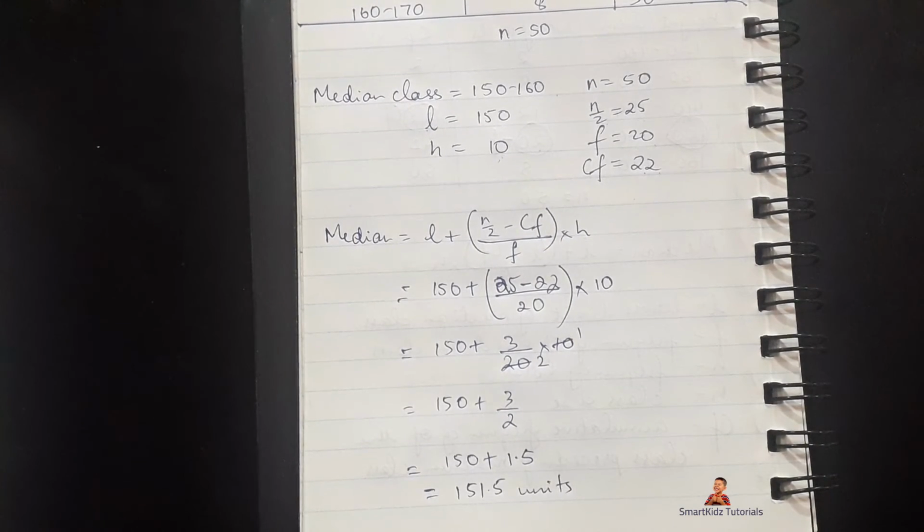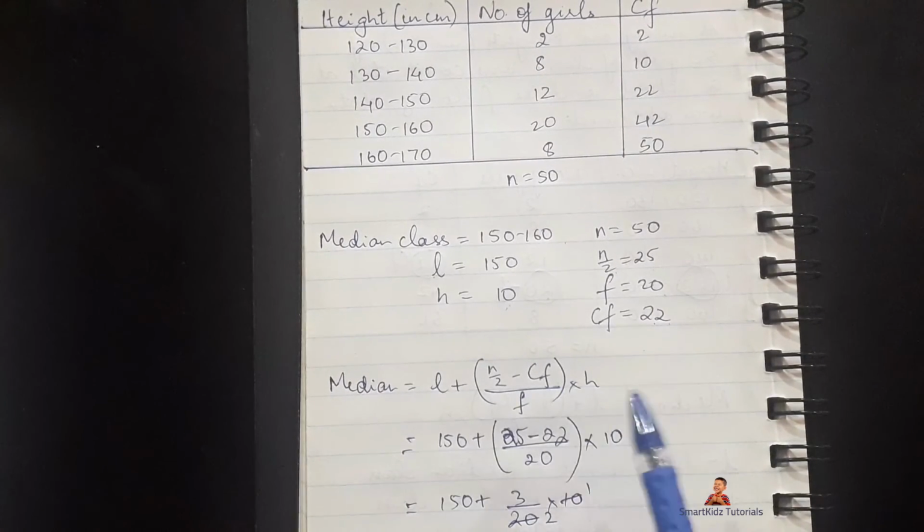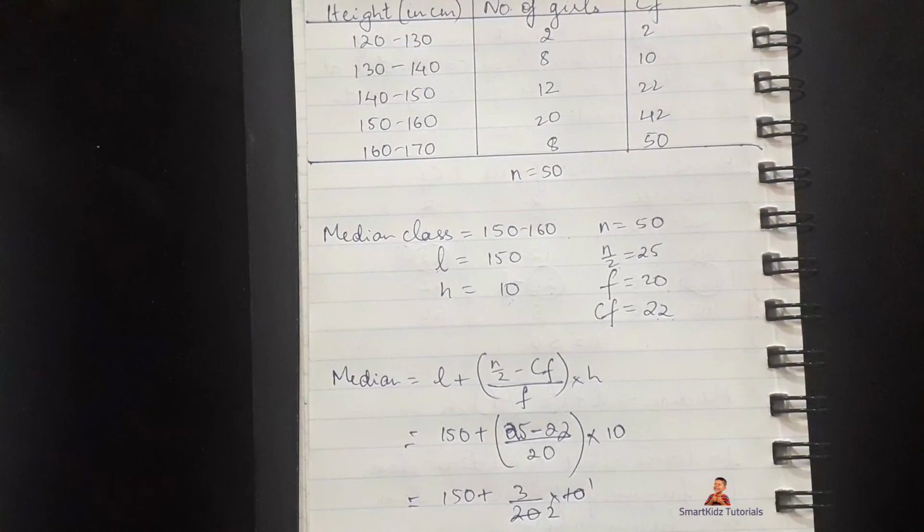So this is how we get the median of grouped data. This is very simple. All you need to do is remember this formula and know how to locate your median class.